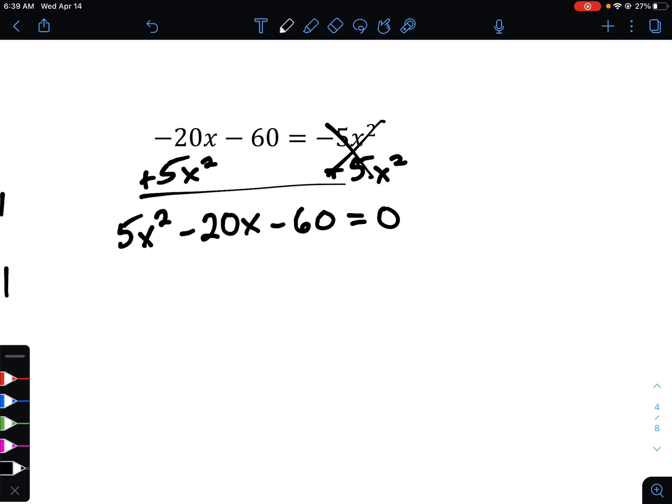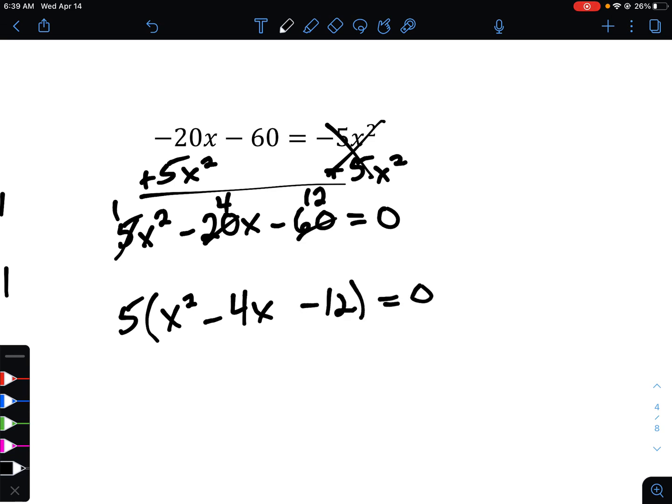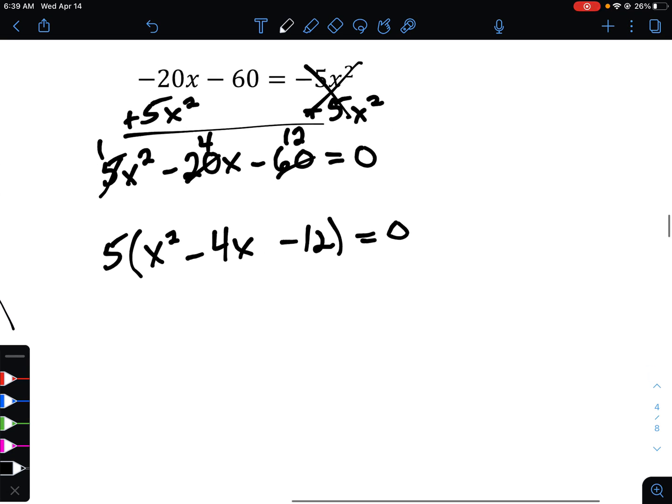All right, at this point, it's time to look for a greatest common factor. And in fact, there is a greatest common factor because 5, 20, and 60 are all divisible by 5. 5 divided by 5 is 1, so 1x squared. 20 divided by 5 is actually 4, so minus 4x. And 60 divided by 5 is 12, so minus 12. And then don't forget your equals 0.